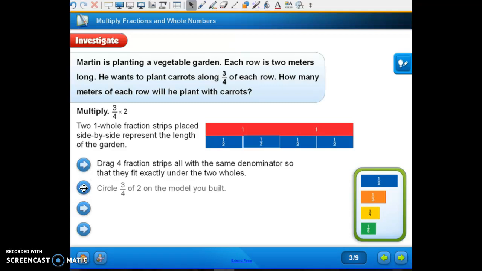Okay, circle 3/4 of 2 on your model. So how many of those 1/2 fraction strips are we going to circle? We have 4, that's the denominator of our fraction, and we need to circle 3 of them. So maybe you could just move one of your 1/2s away a little bit so you can see that that's 3/4.